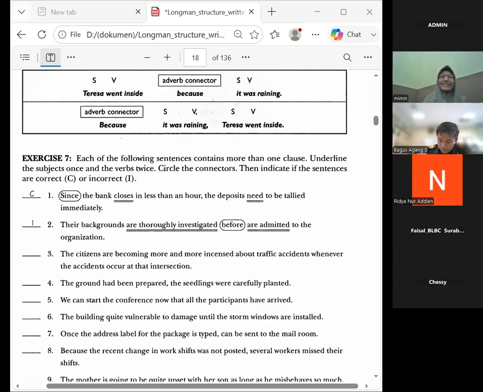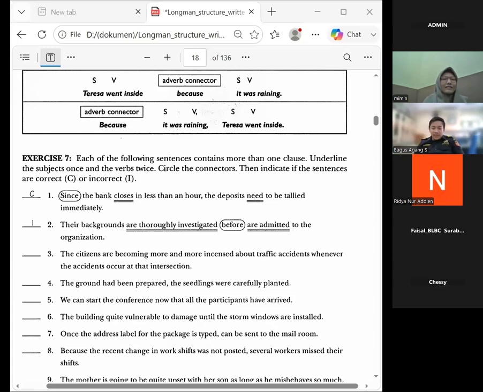Yes, please. Number 2 is incorrect. Can you fix the sentence, please? Can you read first? The background. Yes. Their background are totally investigate before are admitted to the organization.